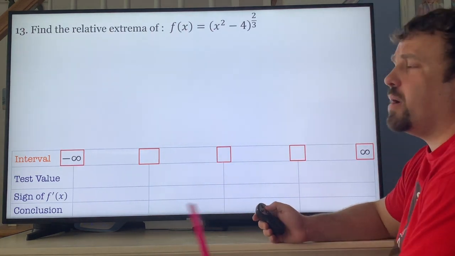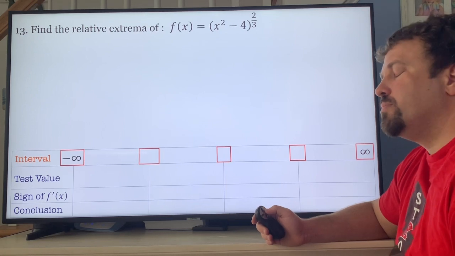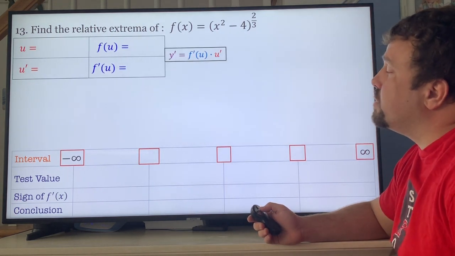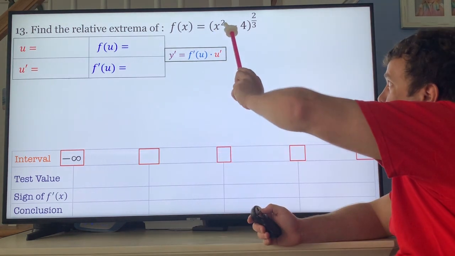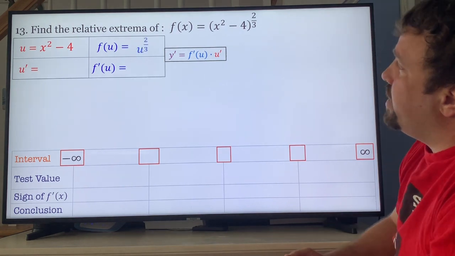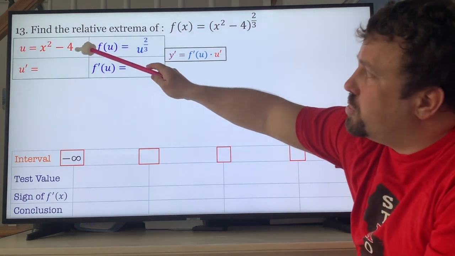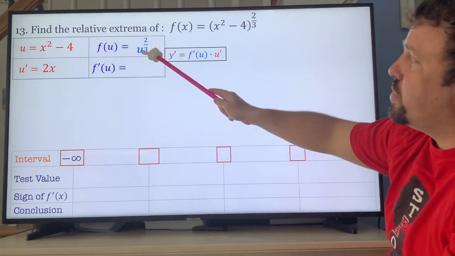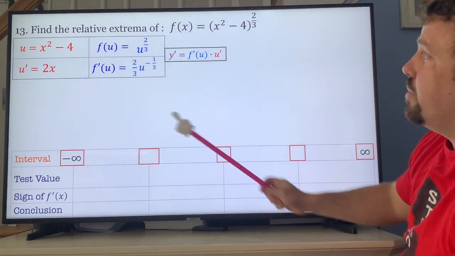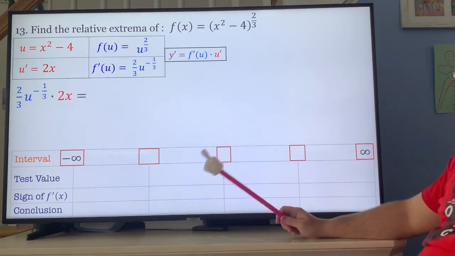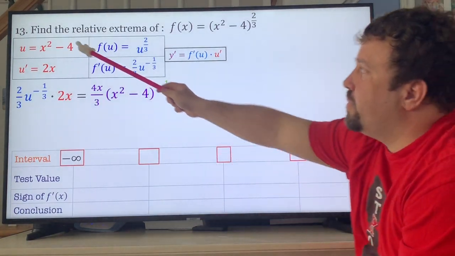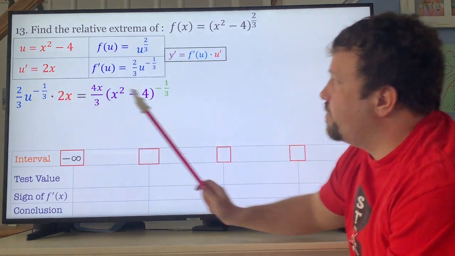I would like you guys to try problem 13. All right, you should be done. You have to use the chain rule to derive this. U, f of u. X squared minus 4 and u to the 2/3. 2x minus 0. 2/3 u to the 2/3 minus 1 is a negative 1/3. All right, multiply these two together. 2x times 2/3 is 4x over 3. All right, and then you plug your u back in for u.